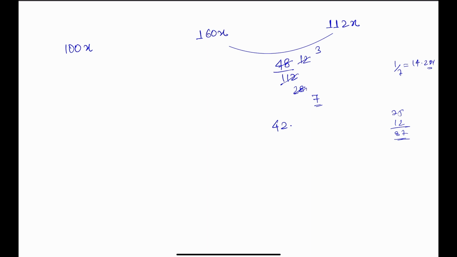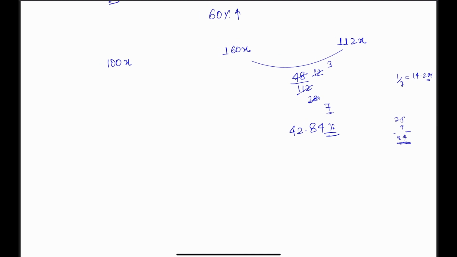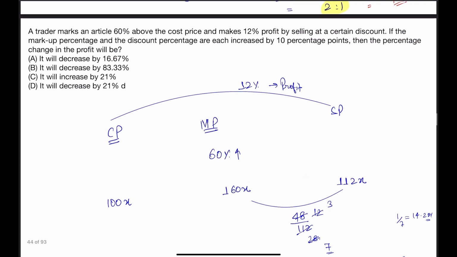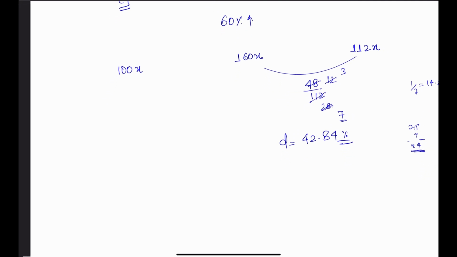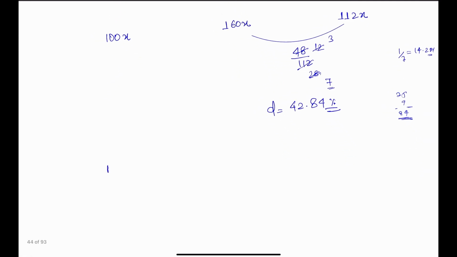No, into 3 now. So 9. So it will be 84. 84%. Great. This is my discount. Okay, now the question is saying if my markup percentage and the discount percentage are increased by 10%. So now what is happening? My cost is again 100x. My markup is increasing by 10%, so it is becoming 170x, and my discount is increasing by this percentage, 42.84. So now my new discount is 52.84%.